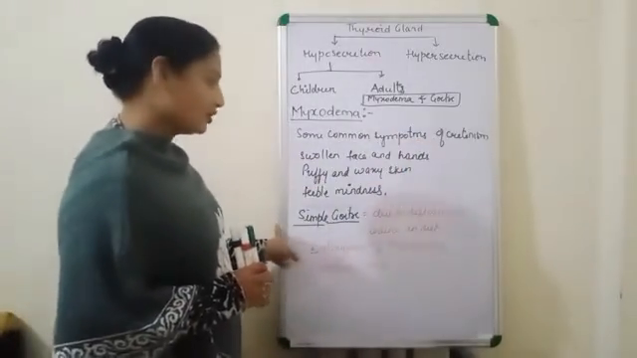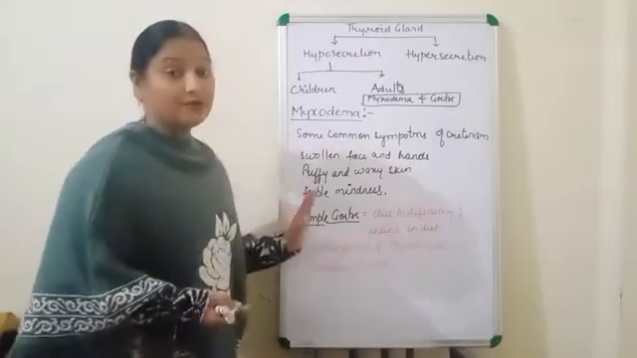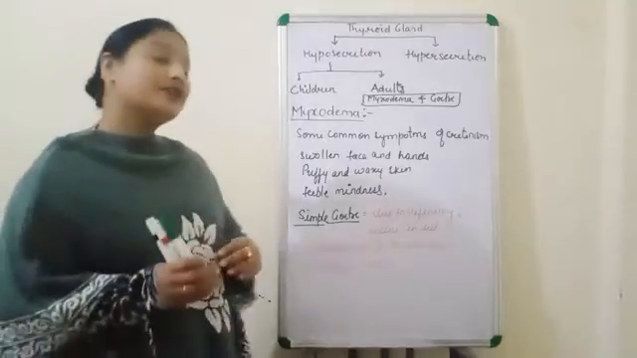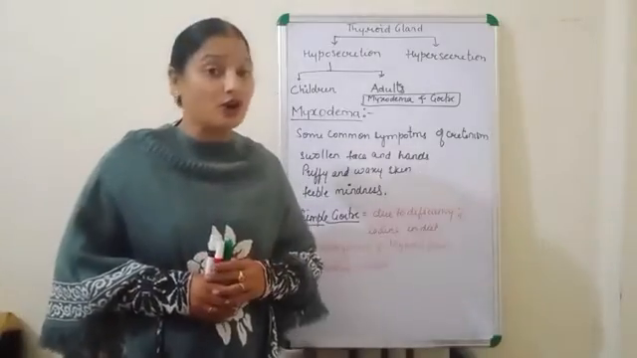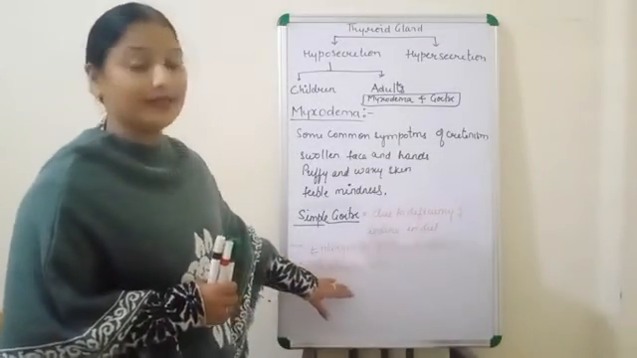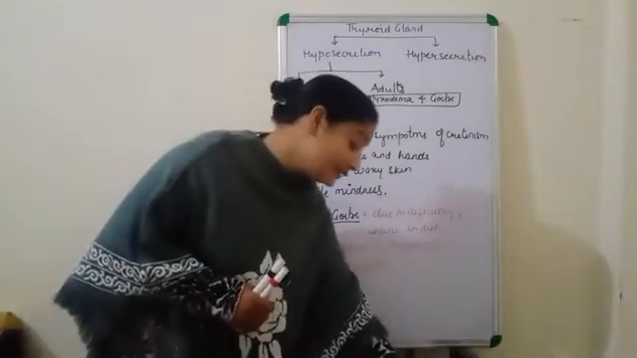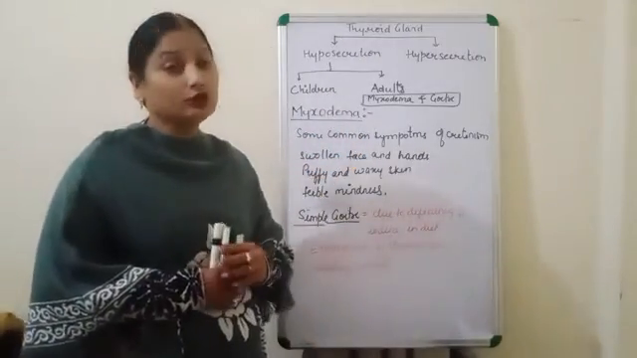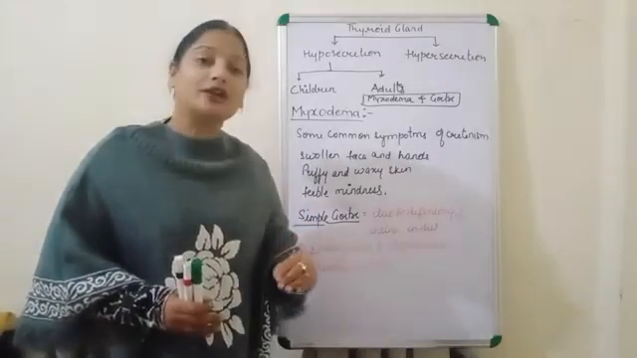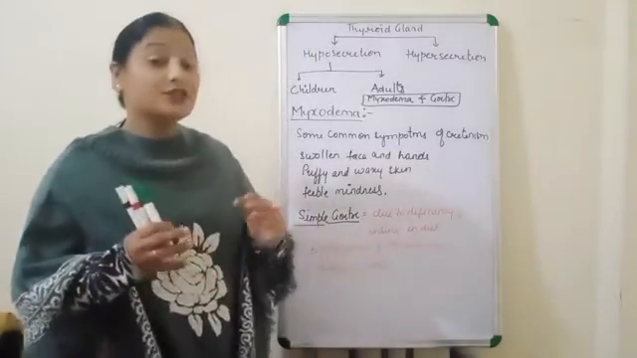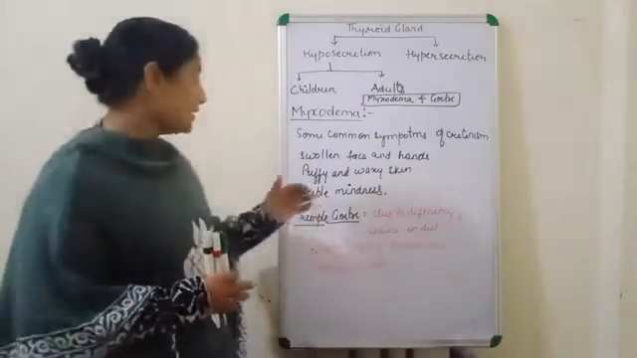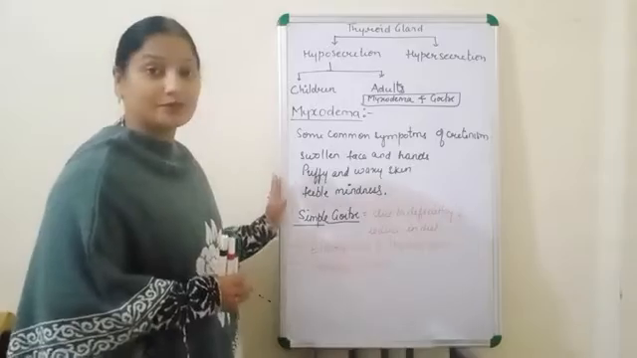Then, simple goiter. Simple goiter may be because of a deficiency of iodine in the diet. In children, if there is a deficiency of iodine, it may cause enlargement of the thyroid gland, which shows as swelling in the neck. Generally, this disease is more common in people living in hilly regions, because of the lesser amount of iodine present in the water, due to which there may be a deficiency of iodine in their body, and because of that they may suffer from the disease called simple goiter.